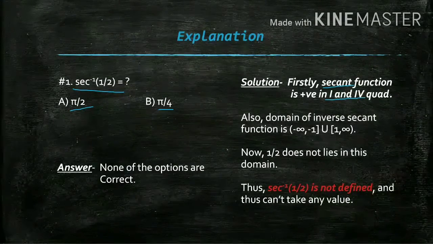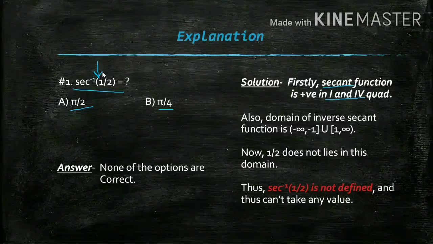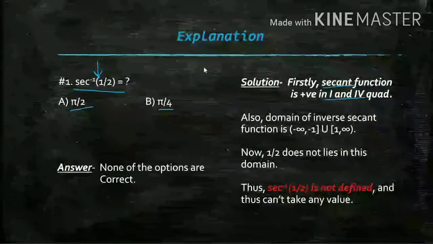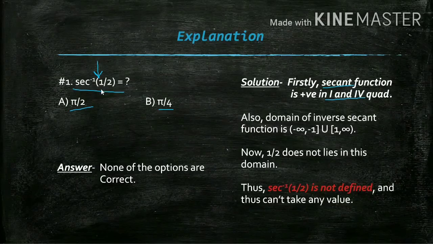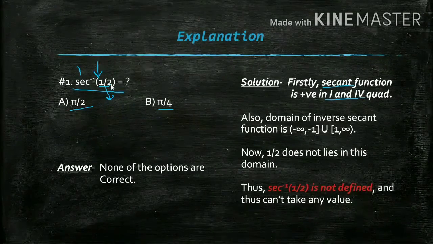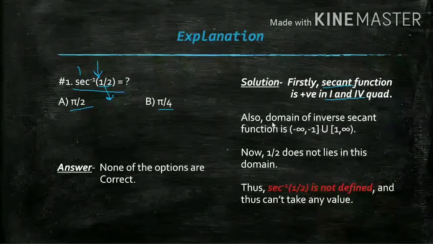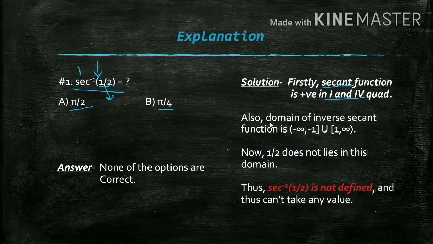I just told you the definition that at which values we can define these inverse functions. So we will use that concept to determine the angle. Because you don't know at which angle the sec will have the value half. You know only the first grade angles, so you don't know when it would be having this value. So you will go by the domain concept.